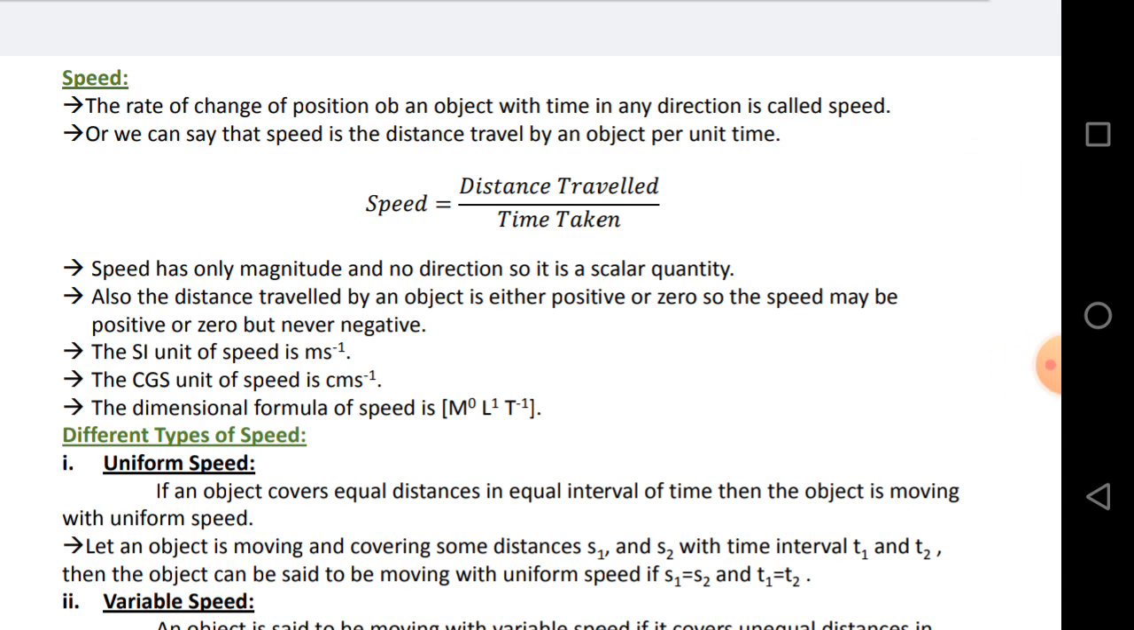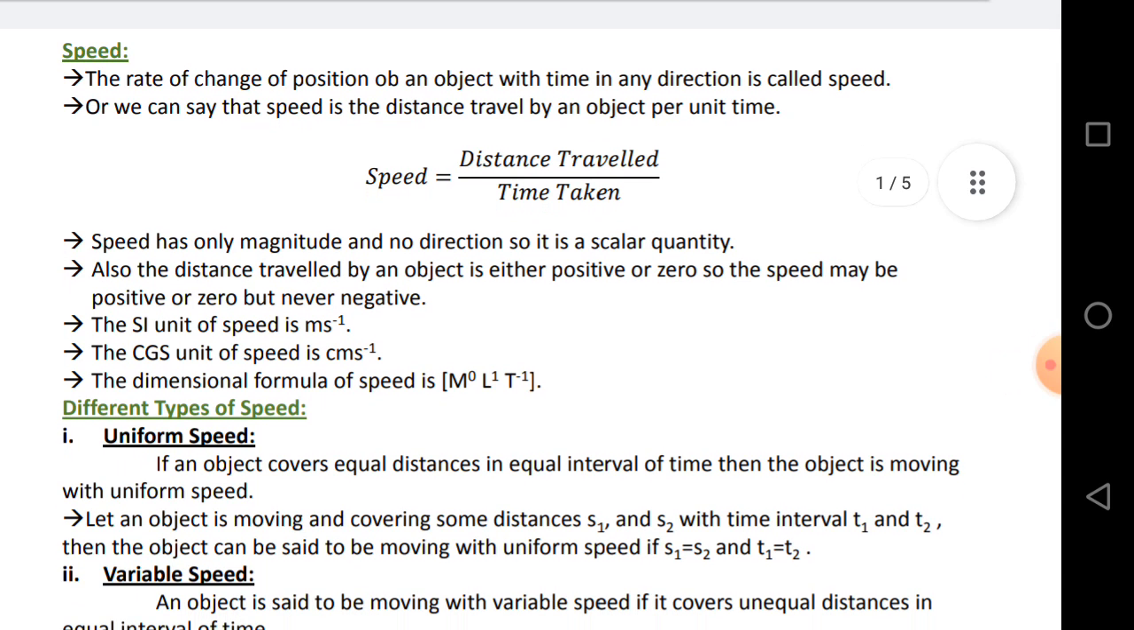Today I am going to tell you about speed and different types of speed. So speed is the rate of change of position of an object with time in any direction. Or you can say the speed is the distance traveled by an object per unit time.